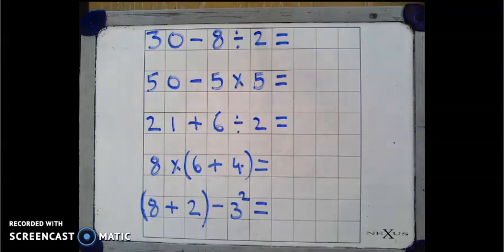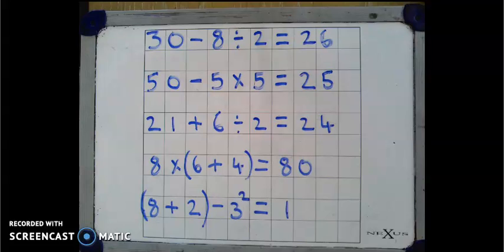Here come the answers. Okay, the answer to 30 subtract 8 divided by 2, 26. Answer to 50 subtract 5 times 5, 25. Answer to 21 plus 6 divided by 2, 24. Answer to 8 multiplied by 6 plus 4 is 80. 8 plus 2 subtract 3 squared is 1.